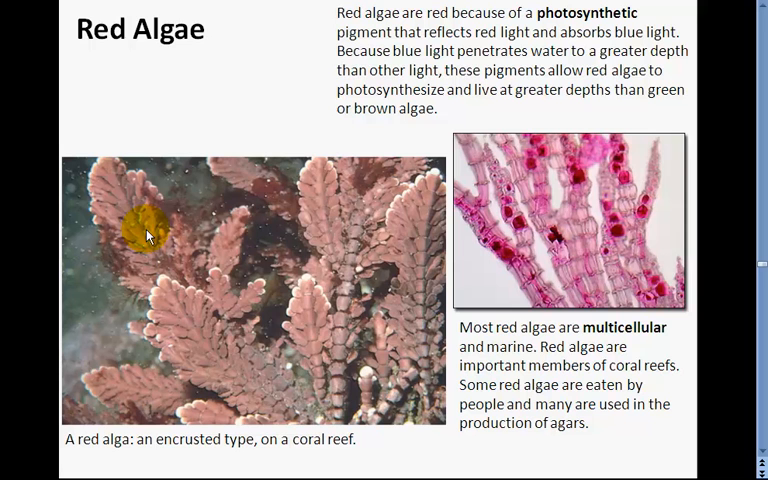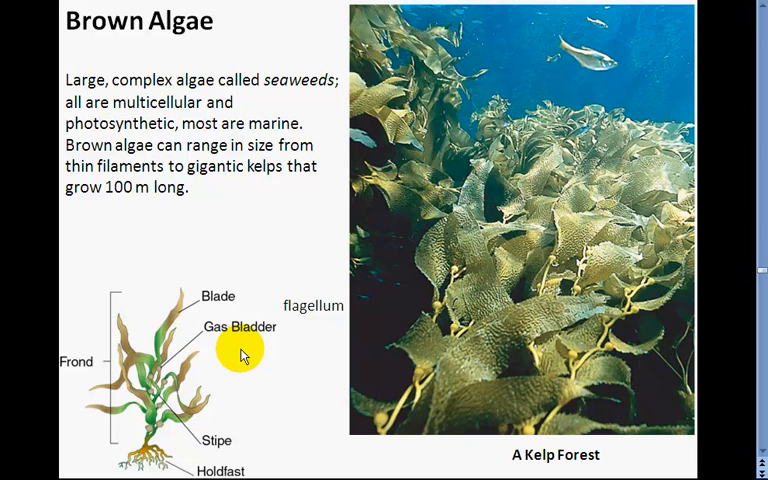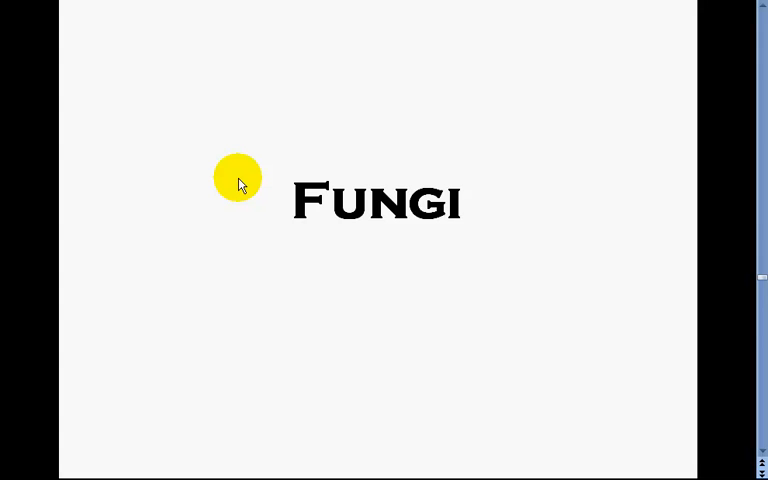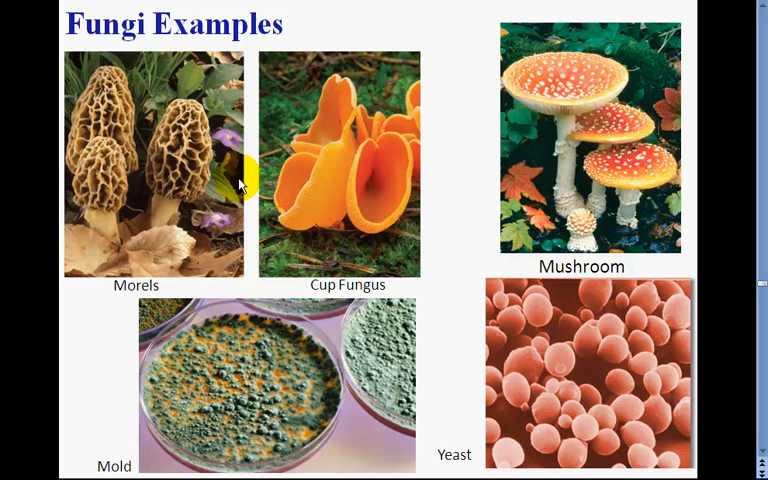Here we see red algae, which are also photosynthetic. These are one of the few types of multicellular protists. Similarly, brown algae can be quite large, over 100 meters in length. All right, let's turn our attention to fungi. Lots of different examples of fungi, from mushrooms to mold to yeast.